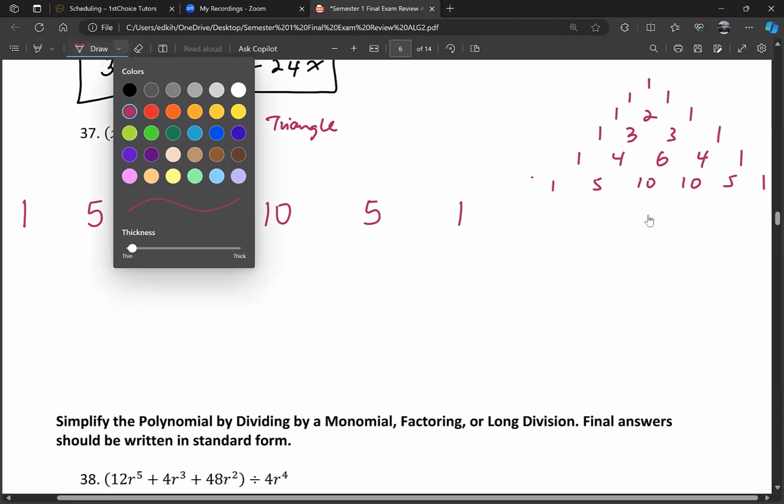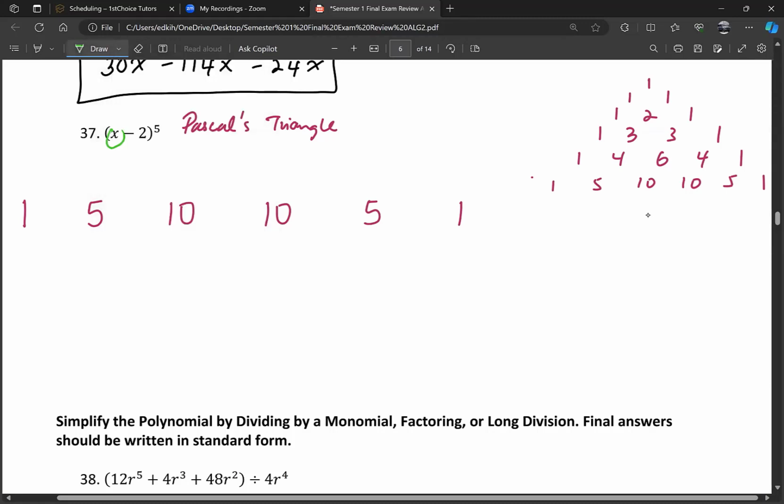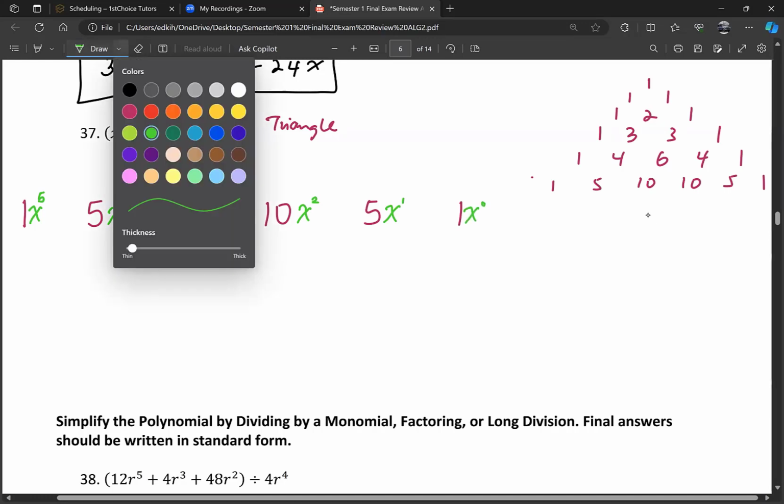And then remember what we were doing? We take the first term in this binomial, an x, and we start with that high. So x to the fifth, x to the fourth, and we bring it downwards. X to the third, x to the second, x to the power of 1, and finally x to the power of 0.